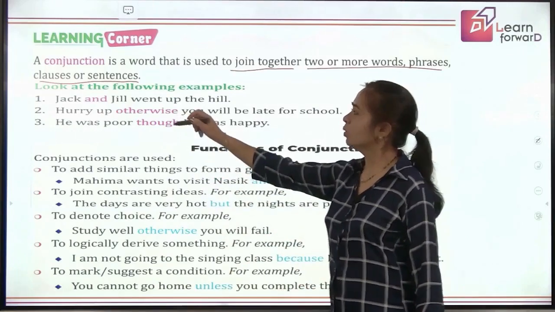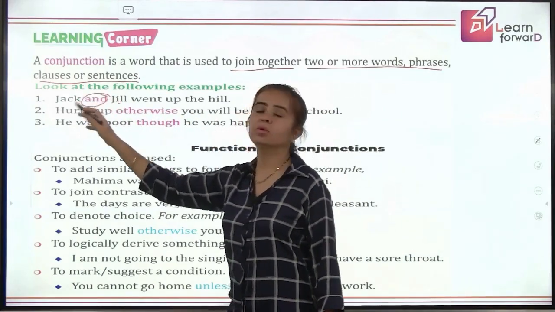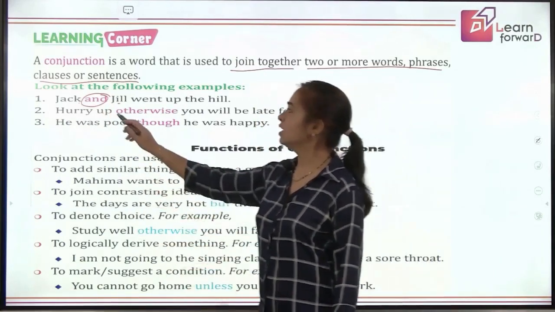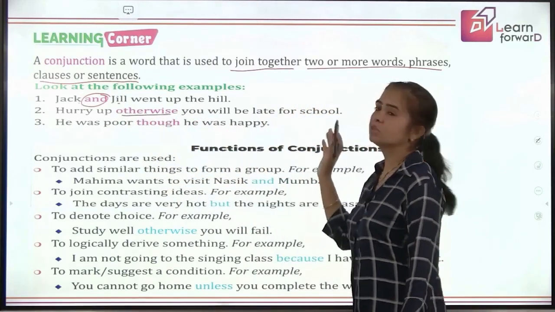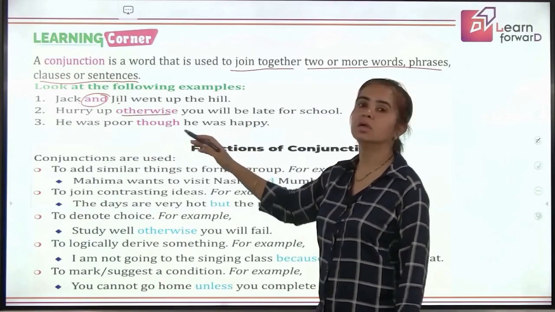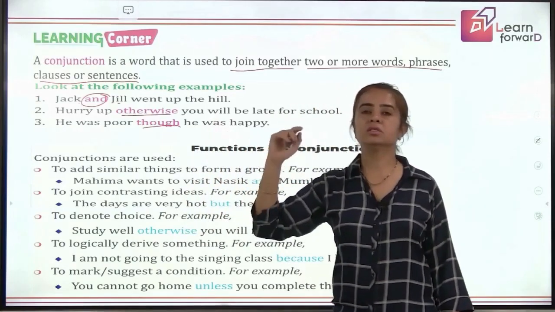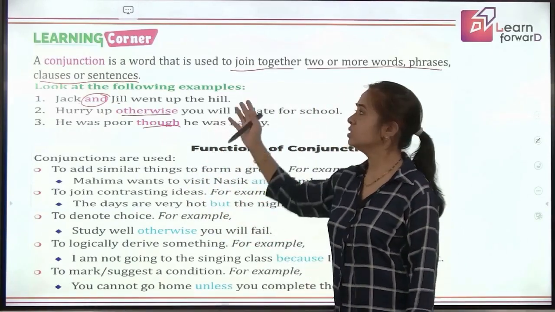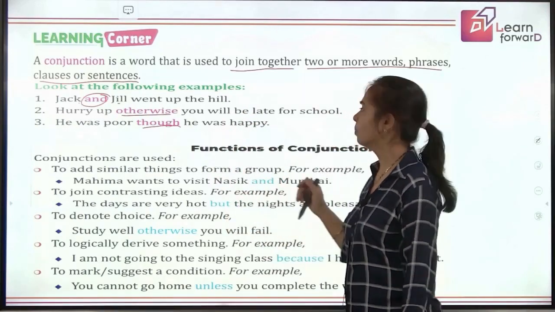Now, if we look at Jack and Jill, here we are connecting two words using and. Both of them are nouns. Hurry up, otherwise you will be late. So on one side we are saying hurry up, that is one sentence. You will be late for school is another, and we are joining them using otherwise. He was poor, though he was happy. Again, we are connecting two sentences, he was poor, he was happy, using the word though. So these are the conjunctions. You have already given these in example.